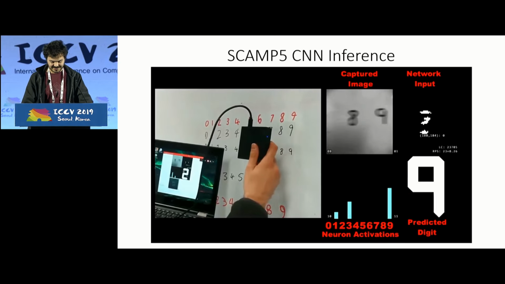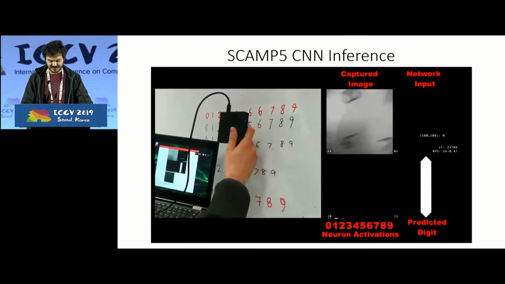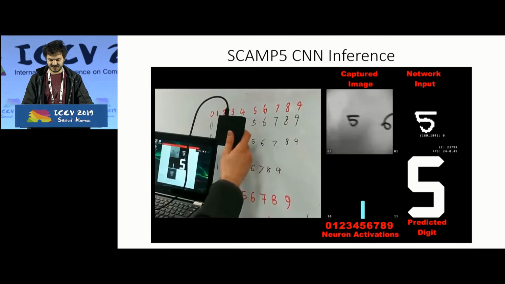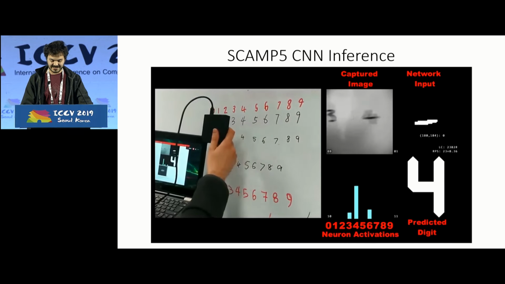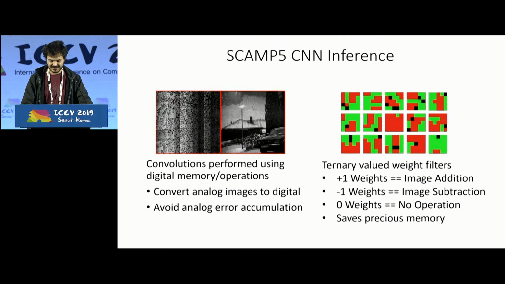The work presented here presents an approach for CNN inference on the SCAMP5 PPA. The PPA acquires images, performs image convolutions, maps pooling, ReLU, and then finally data is transferred to an ARM controller for the final fully connected layer. All convolution calculations are performed using the digital memory registers to avoid the noise buildup that occurs with analog computation. We also use ternary weight networks whose weights naturally correspond to image addition and subtraction operations.